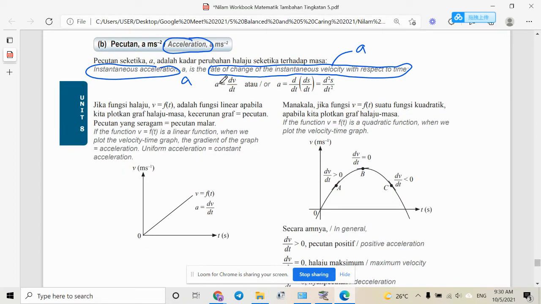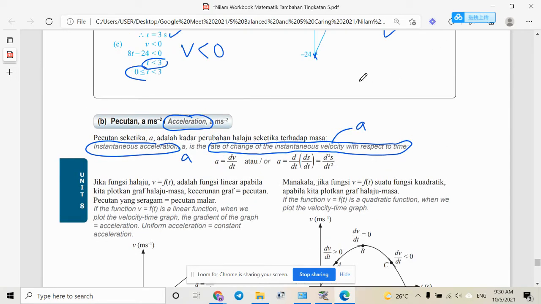So how to get acceleration? If you want to find acceleration from the velocity, you need to do differentiation. Previously, what we know is displacement: we differentiate, we get velocity. So to get acceleration, you differentiate velocity. Or if the question gives you displacement s and wants you to find a, then what you need to do is differentiate two times.